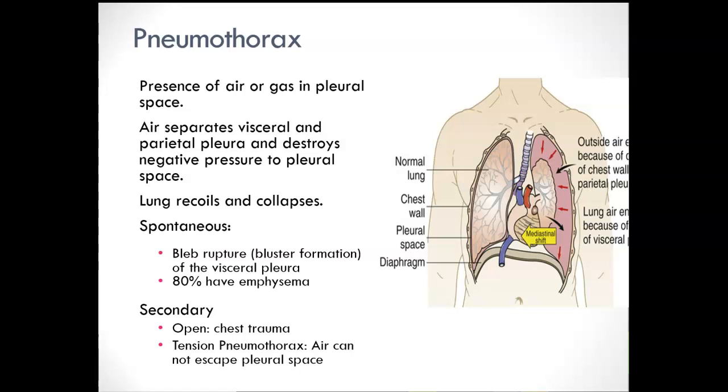80% of spontaneous pneumothoraxes are in people with emphysema. And then, like I said, there's tension pneumothorax, where air can't escape the pleural space. So air comes in from somewhere, but it gets trapped in here. But the treatment is the same. It's a chest tube. Okay, that's the end of part 1. Whew! I'll move to part 2.